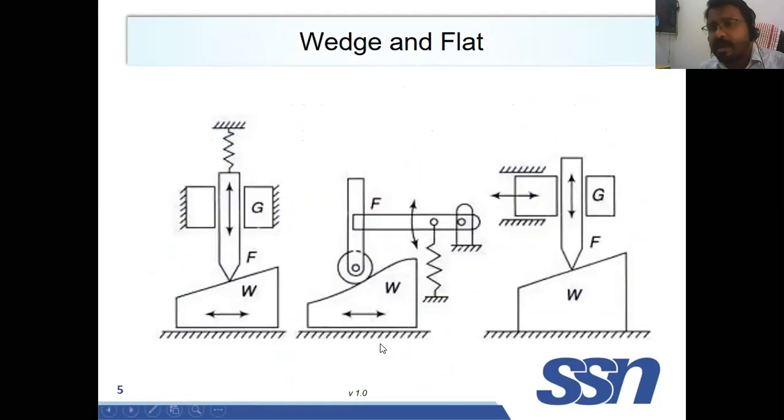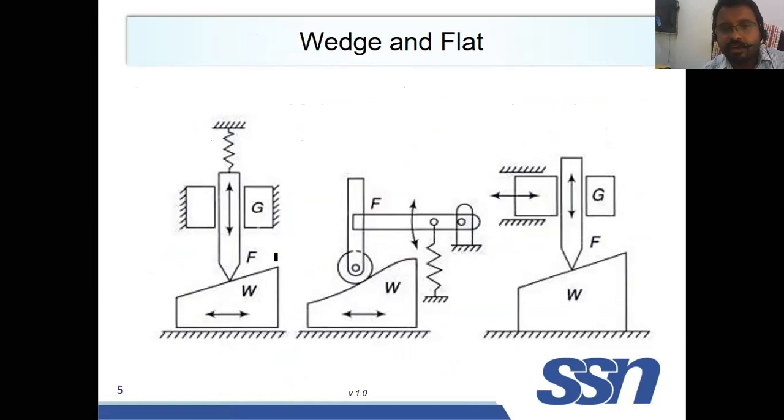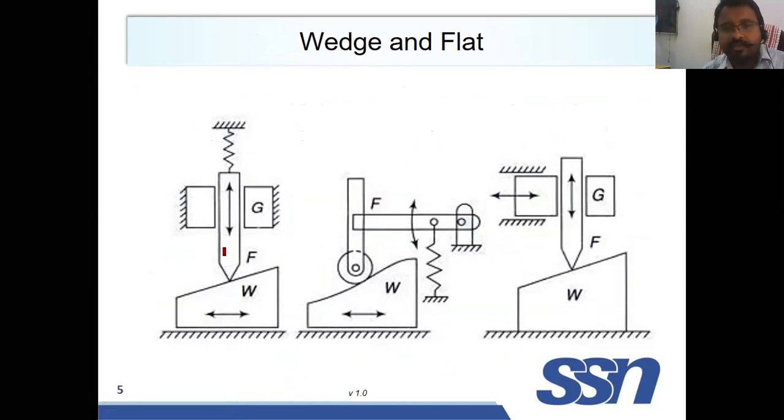So there are different types of cams. These are called wedge cams. Okay, so wedge cams. You can see these are all called wedge cams.